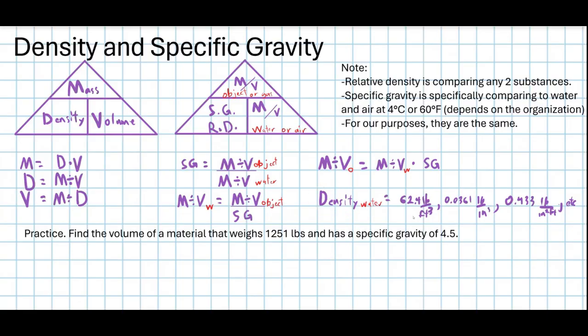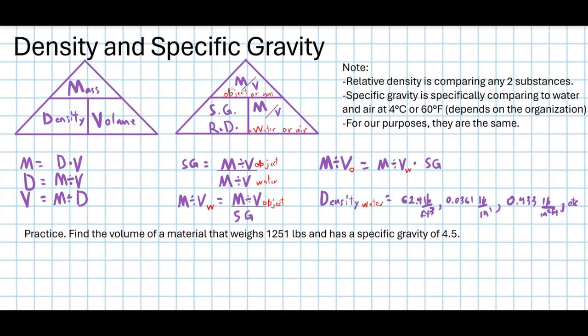Now, for pipe trades, we need you to memorize everything water related. We need to know that water is 62.4 pounds per cubic foot. We need to know that a cubic inch of water weighs 0.0361 pounds. And we need to know that 0.433 pounds per inch squared per foot is a density. This is what we use for our pressures.